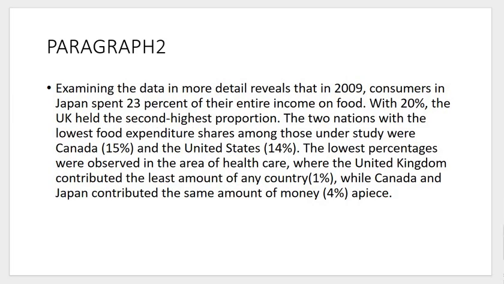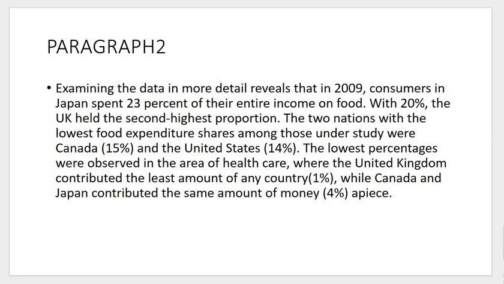Let's see our paragraph 2 example. Examining the data in more detail. This is like furthermore. Instead of using furthermore always, you can use examining the data in more detail. Reveals that in 2009, consumers in Japan spent 23% of their entire income on food. With 20%, the UK held the second highest proportion. The 2 nations with the lowest food expenditure shares among those under study were Canada 15% and the United States 14%.